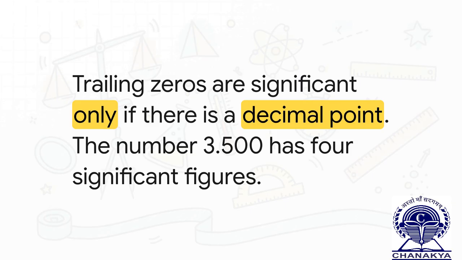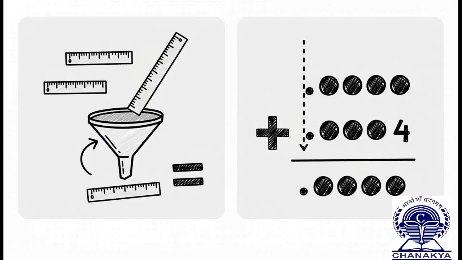But if you see 120.00, well, those last 2 zeros are there for a reason. They are telling you that you measured with precision all the way out to the hundredths place. They are absolutely significant. And these rules really matter when you start doing math.